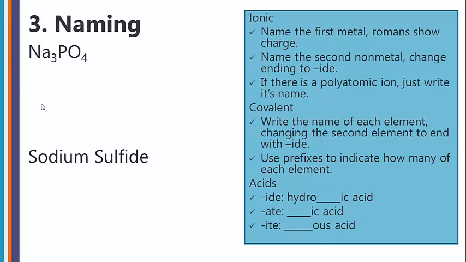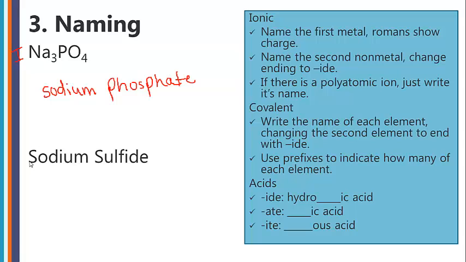The next compound, Na3PO4, is going to be ionic because I have a metal, sodium, and a polyatomic ion. Sodium is not a transition metal, so I don't need to write charges. I know just by looking at the table of elements that the charge on sodium is +1. For a transition metal, I can look at the table of elements, but I don't know what charge those have, so I have to indicate with Roman numerals. PO4 is the polyatomic ion phosphate. So the name of this is simply sodium phosphate.